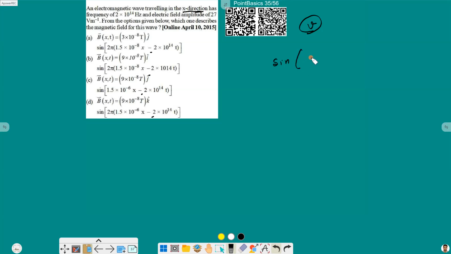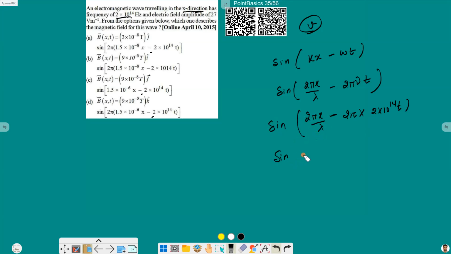Now coming to the frequency, a general standard equation will be like this: sine of kx minus omega t, and this can be written as sine of 2 pi x by lambda minus 2 pi into frequency into t. And if we look here, frequency is mentioned as 2 into 10 raised to power 14. So this should be 2 pi into 2 into 10 raised to power 14 into t, and here 2 pi x by lambda. So it will be sine of 2 pi x by lambda minus 2 into 10 raised to power 14 t. So the equation should be either in this form or in this form.